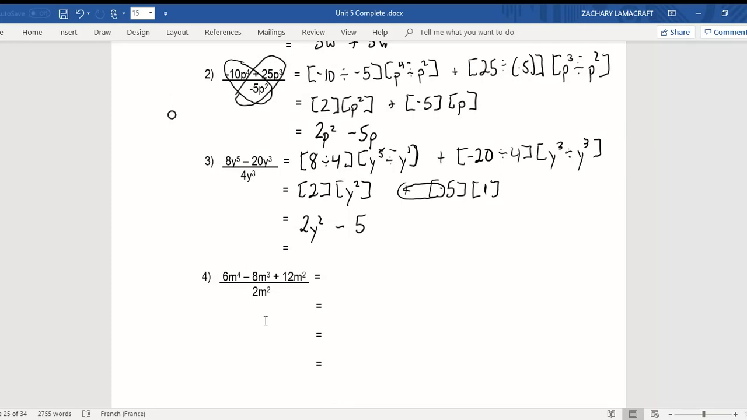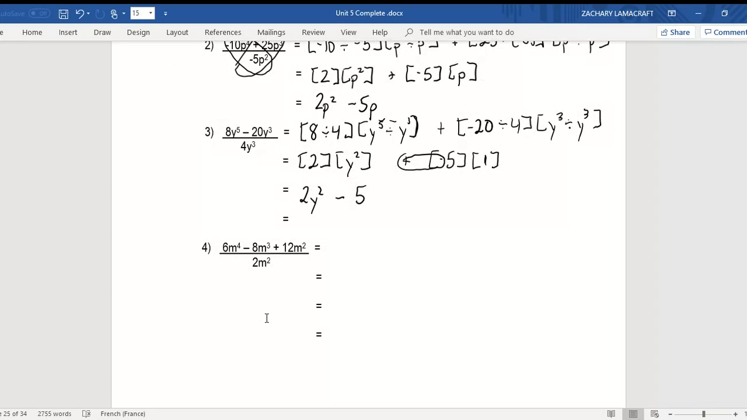All right, last one before I let you guys go work on this for a bit. Now we have 3 different terms, okay? So we got to make sure these 2 are dividing by each other, these 2, and these 2, okay? So they all get divided by 2m squared. So it's 6m to the 4 minus 8m cubed plus 12m squared divided by 2m. Okay, so once again, we just have a little more writing to do. So it's going to be 6 divided by 2, m4 divided by m2. So we've dealt with the first term.